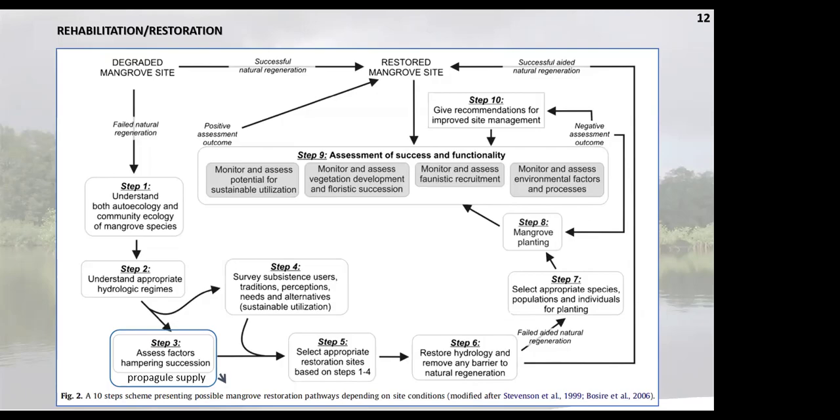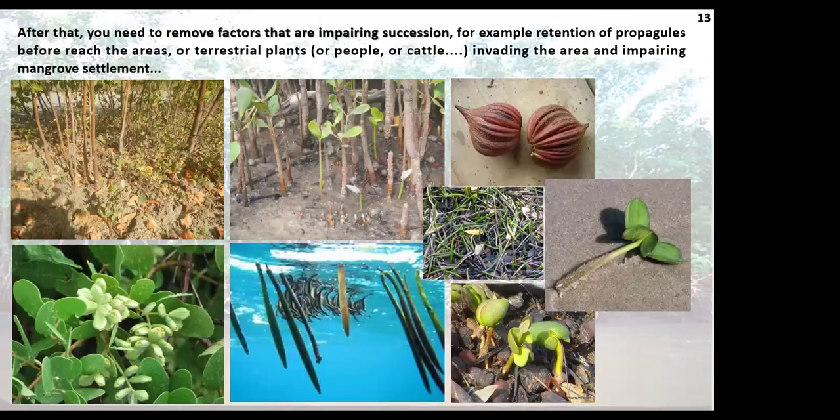The supply of propagules is extremely important, is crucial to mangrove recovery, because you depend on the propagules reaching your target area. It is impossible to plant all the time, if necessary to plant. So propagules need to reach your target area.